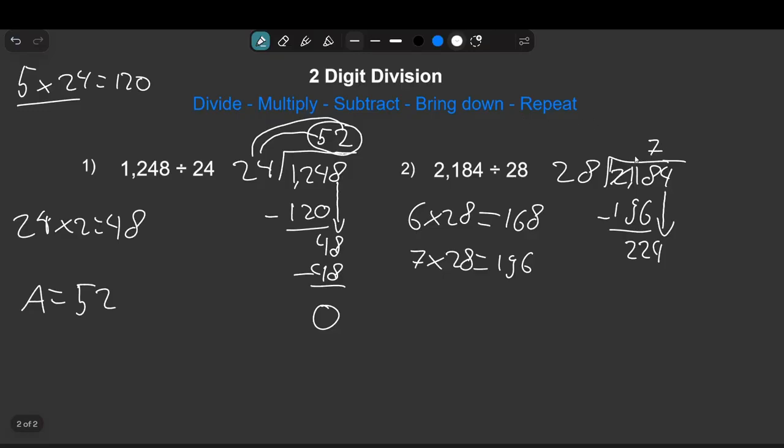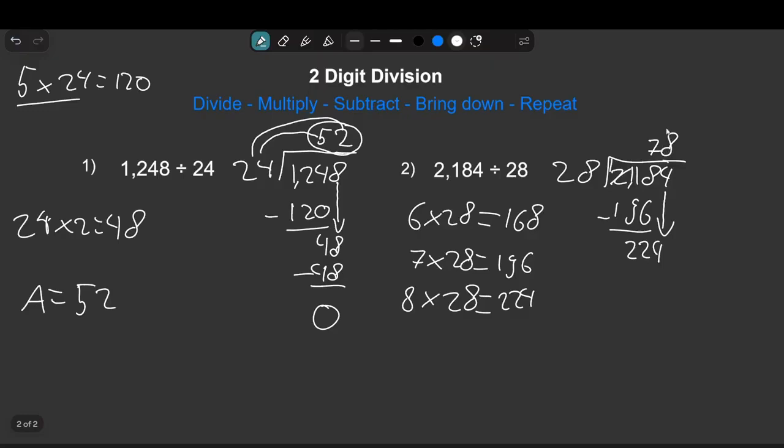Now we're going to repeat the same process over again till we're done with the whole division problem. So now we have to see how many times does 28 fit into 224. Now, as we know, we had 7 times for 218, but let's try 8 times. 8 times 28 equals 224. And oh, look, it's exactly the same number. So the 28 fits exactly 8 times into 224.